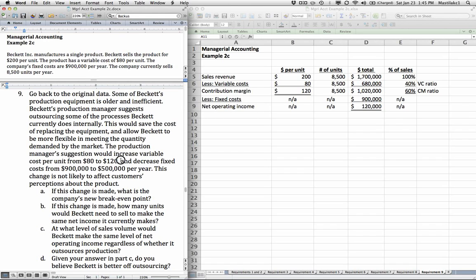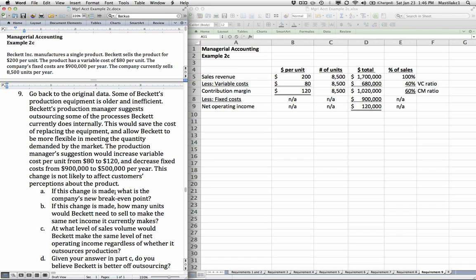buying more things from other people, so our variable costs are going to increase. It would decrease fixed costs from $900,000 to $500,000 per year. So by outsourcing, we're reducing our fixed cost and increasing our variable costs. This change is not likely to affect customers' perceptions about the product. So let's assume that these particular processes are not ones that our customers are going to notice the change, so we should not expect a change in demand or a change in selling price as a result of these changes. So these are simply changes in our own cost structure.